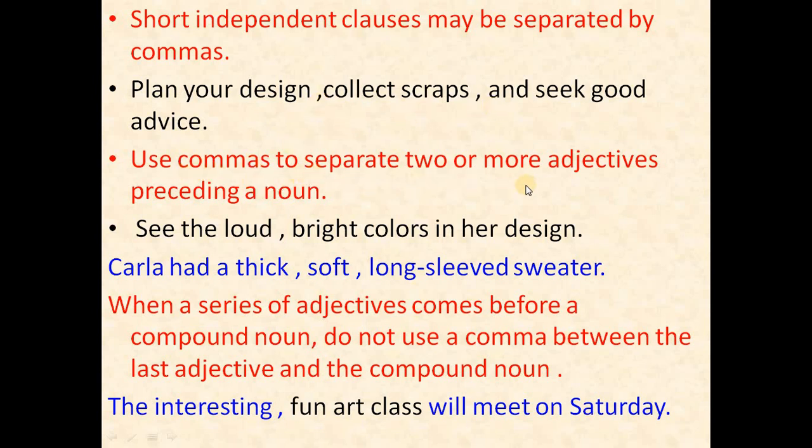Use commas to separate two or more adjectives preceding a noun. When we have two or more adjectives preceding a noun, we can use commas to separate them. See this example. See the loud, bright colors in her design. Another example. Clara had a thick, soft, long-sleeved sweater. Here, you'll find that thick is an adjective. Soft is another adjective, and we have also long-sleeved. All of these adjectives are used to modify the noun sweater. That's why we have to use commas to separate these adjectives.